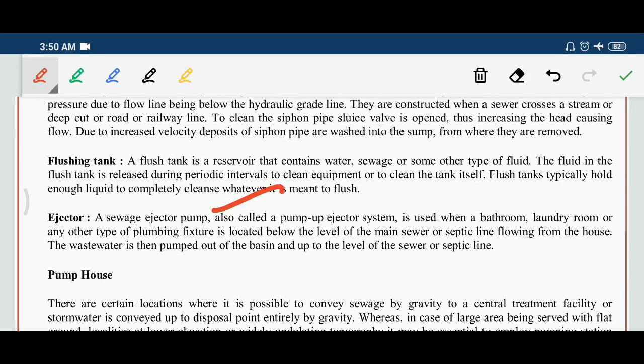Next we have the ejector. It is used when a bathroom, laundry room or any other plumbing fixture is below the level of the main sewer or septic tank. Let us say the main bathroom pipe or laundry pipe or any plumbing fixture is under the level of the main sewer or septic tank. This ejector pump helps to pump it up to that level to reach the sewer and septic tank.